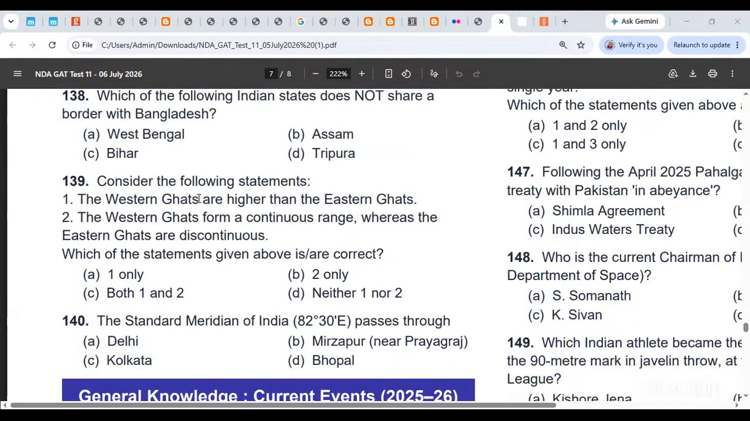Okay, last two questions. Let's do this quickly. Consider the following statements. The Western Ghats are higher than the Eastern Ghats. The Western Ghats form a continuous range, whereas the Eastern Ghats are discontinuous. Famously, Western Ghats are considered taller than the Eastern Ghats.